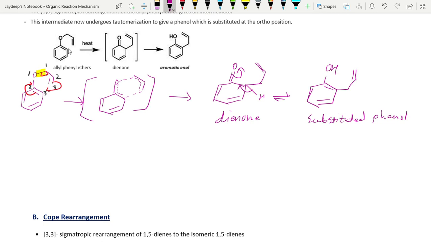Now this substituent is at the ortho position. If you look at the product side, the migration of this particular group takes place at the ortho position. If any substituent is present at the ortho position, then what should be the product? In this case there is no substituent at the ortho position, so that particular group migration occurs at this position. Okay, if the substituent is present, what will be the product?